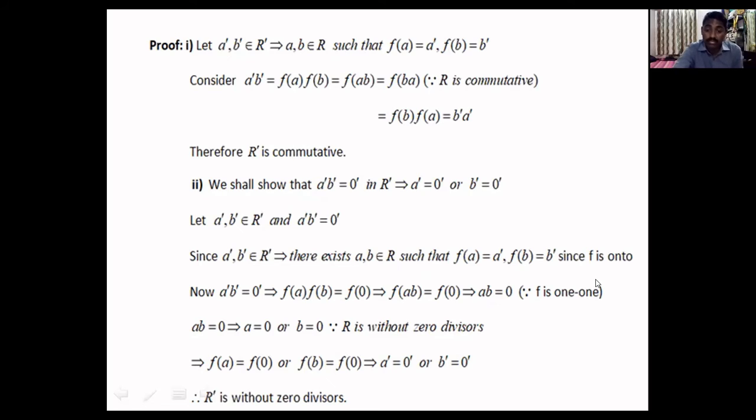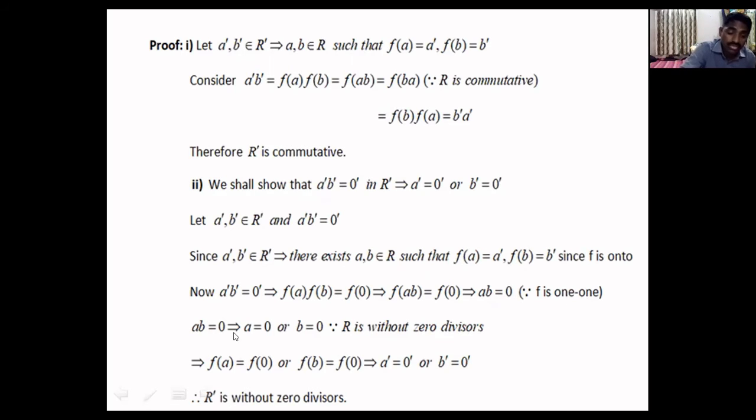Since f is an onto mapping. Now consider a dash into b dash is equal to 0 dash. We know that a dash is f of a and b dash is f of b, and 0 dash is f of 0. This implies, since f is a homomorphism, f of ab is equal to f of 0. This implies ab is equal to 0 because f is 1-1.